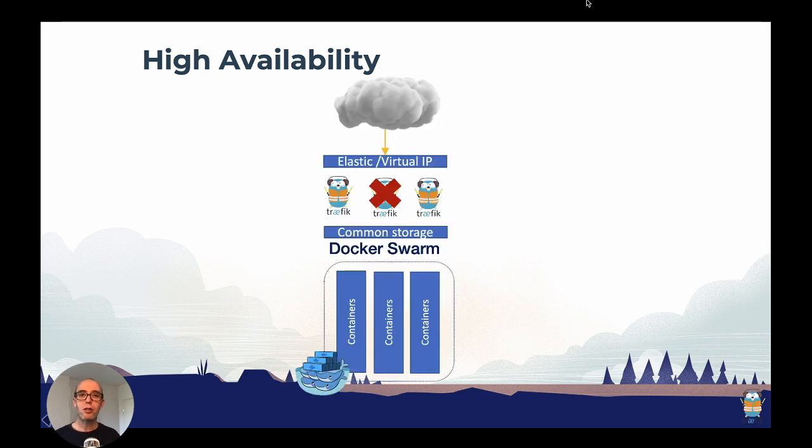So what does it actually look like? We have our cluster, and you can see we have our elastic IP, elastic virtual IP in front of our cluster, which then routes to all the Traefik instances.